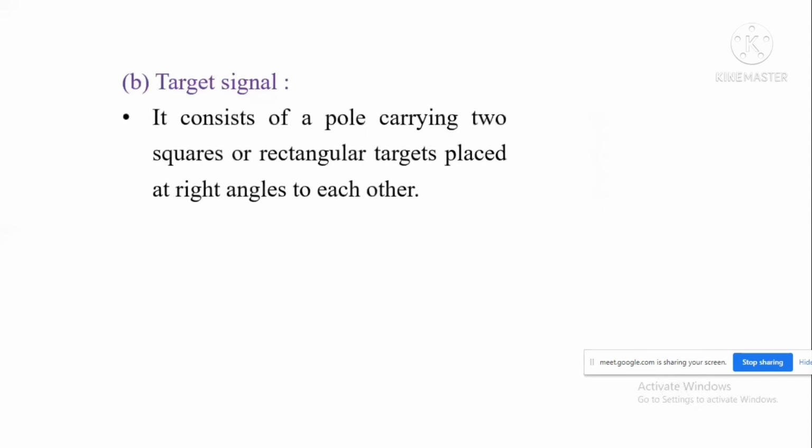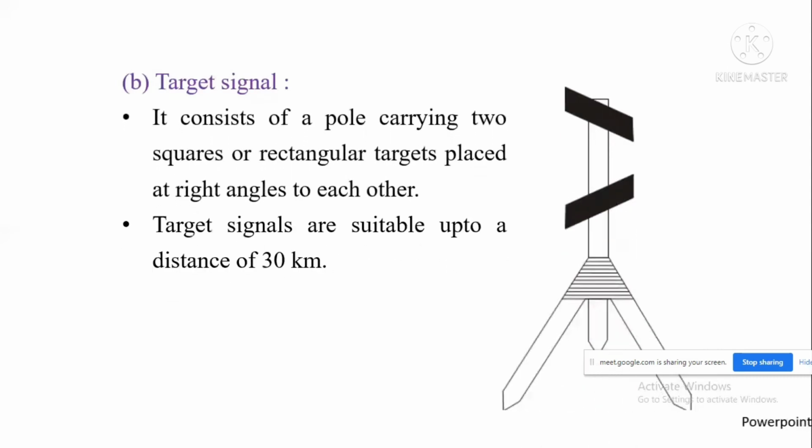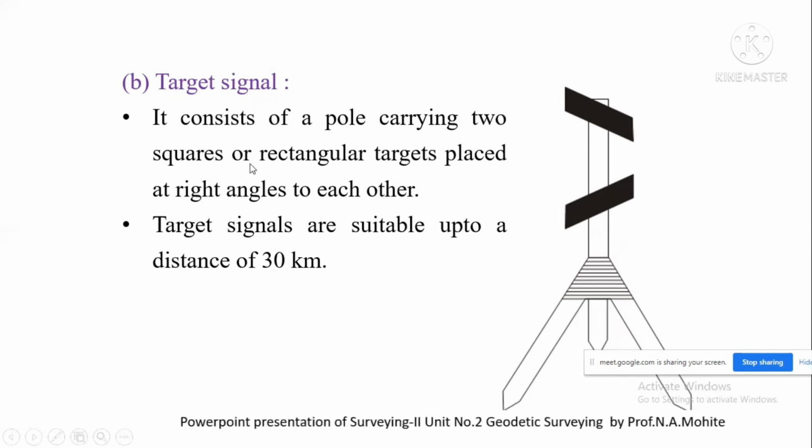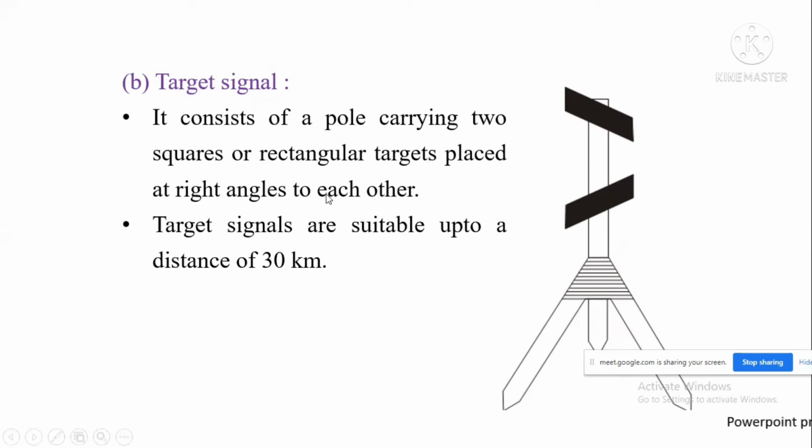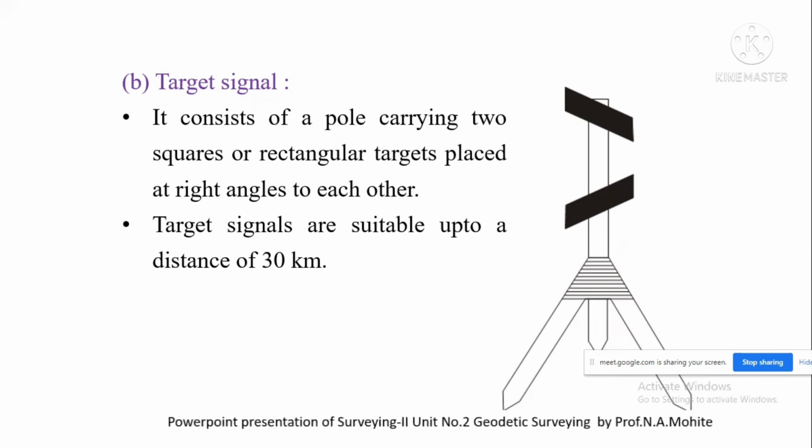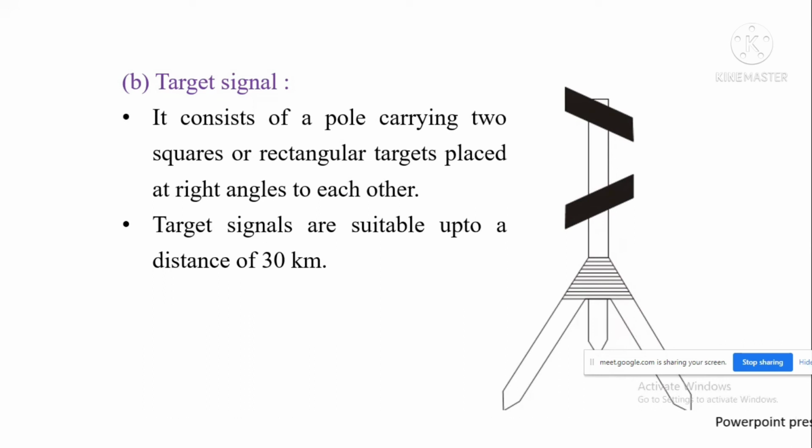Next one is the target signal. It is also mounted over a tripod stand, and it carries square or rectangular targets placed at right angles to each other. This kind of signal is used when the distance between two station points is within the limit of 30 kilometers. That is regarding the target signal.